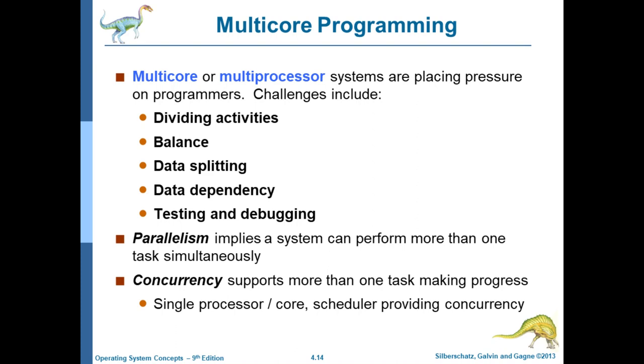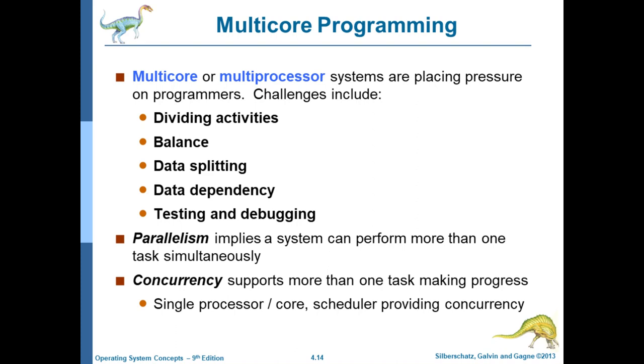Multicore programming also involves some important concepts such as parallelism and concurrency. Parallelism implies that a system can perform more than one task simultaneously. For example, if we have a system with 4 cores or processors, it can execute 4 tasks at the same time.